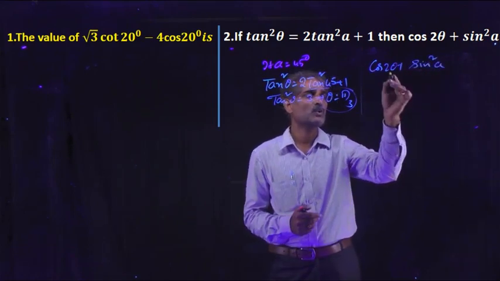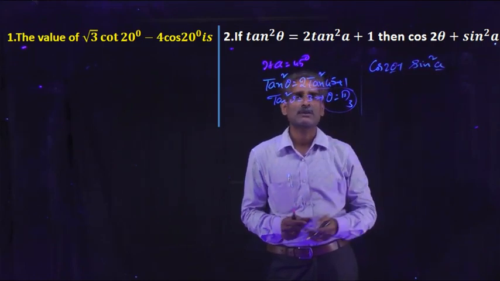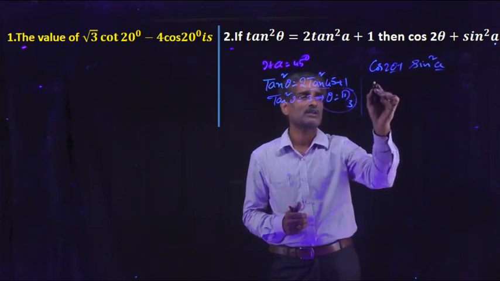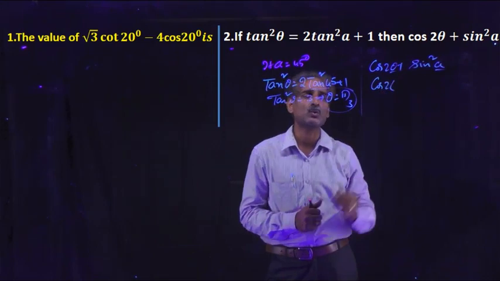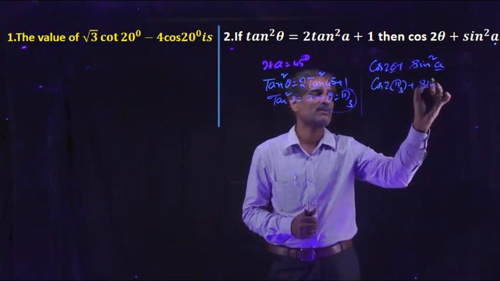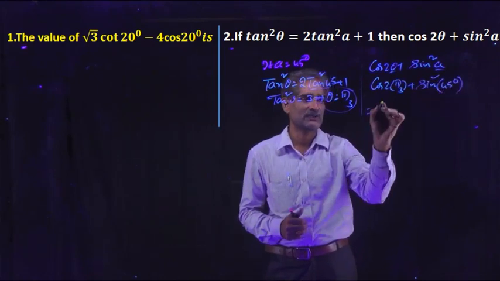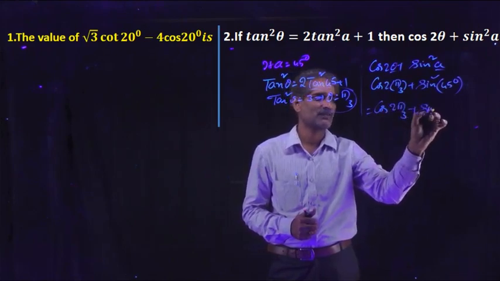Now here we have values for these two variables: theta is equal to 60 degrees and a is equal to 45 degrees. So now substitute these two values: cos of 2 into pi by 3 plus sin square of 45 degrees. Just write down the values: cos 2 pi by 3 plus sin square 45.